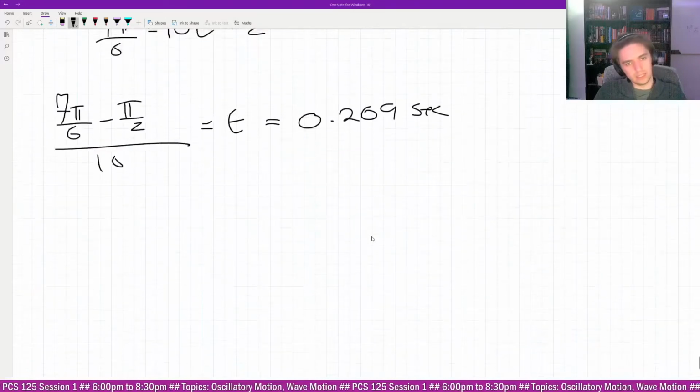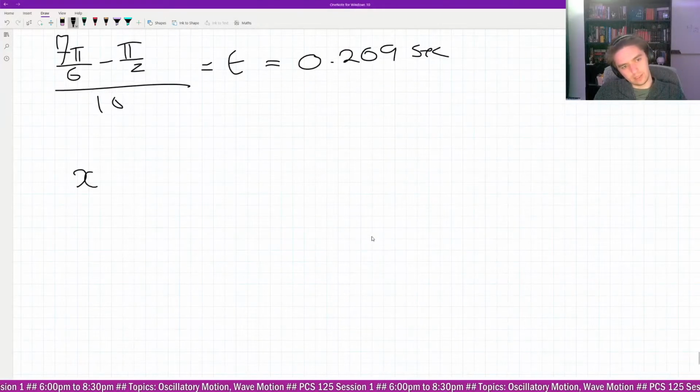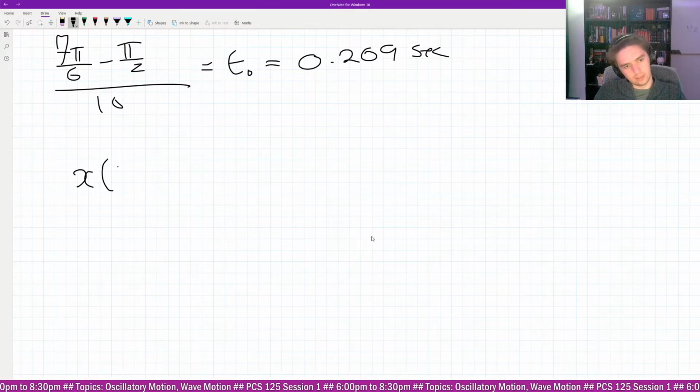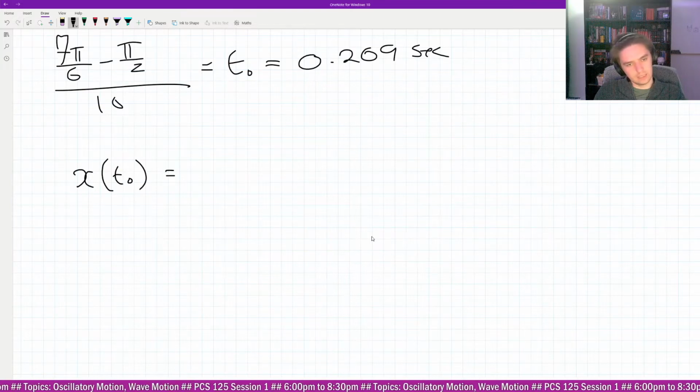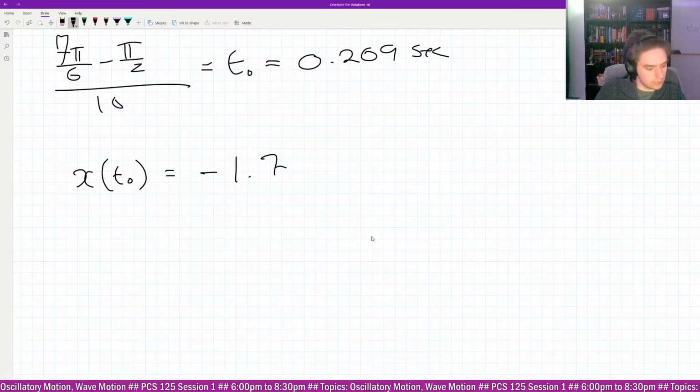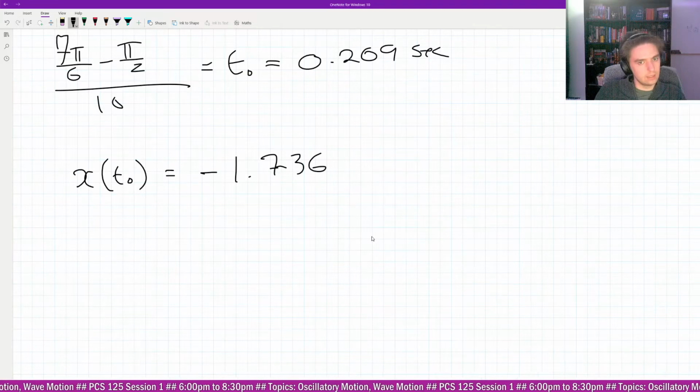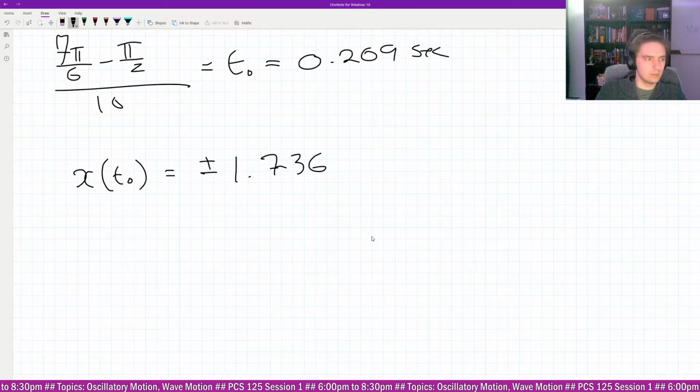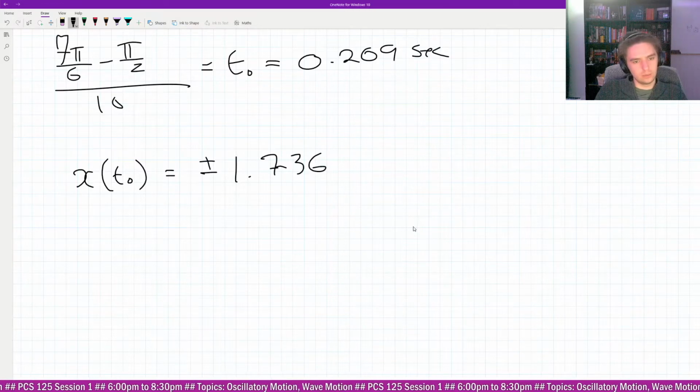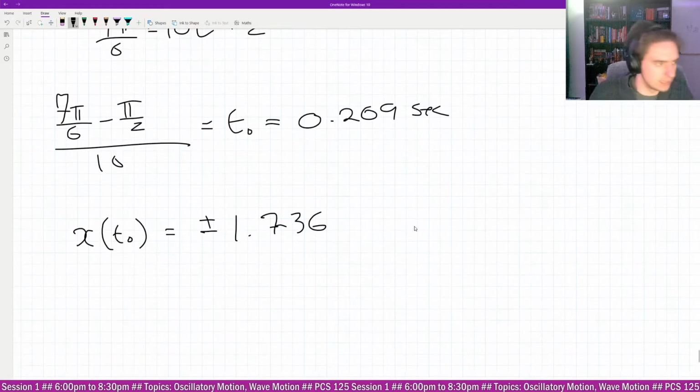So the answer is, I'll call this t naught. So x of t naught is, well, I got negative 1.736, but the answer here is plus or minus. That's the number in the book. So I guess that makes sense. You were at the maximum velocity and then you move, so it's somewhat like an equilibrium point. So yeah, there you go. Okay, that is the answer.